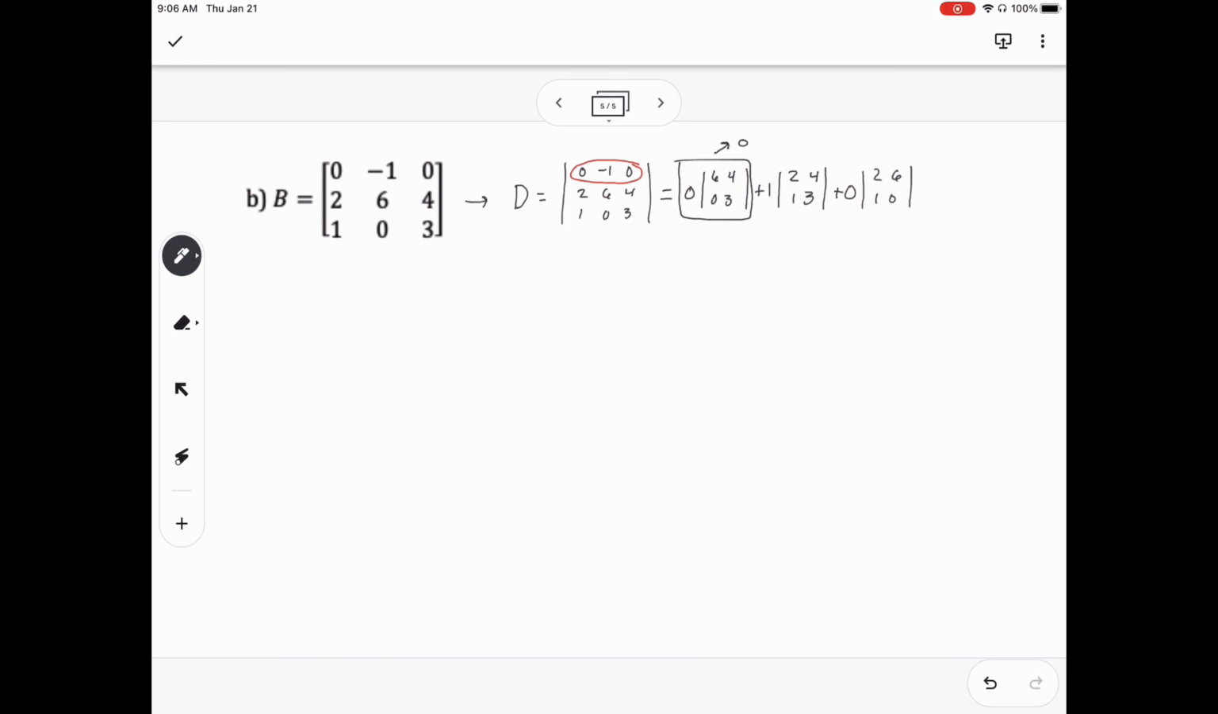Now here, because I have 2 zeros, that means I don't have to do either of those multiplications. And that just leaves me with the last one, which is 1, and then 2 times 3 minus 4 times 1, which is super easy. I actually don't write the 1 times because that's trivial, so it just leaves me with 6 minus 4, which gives me 2.